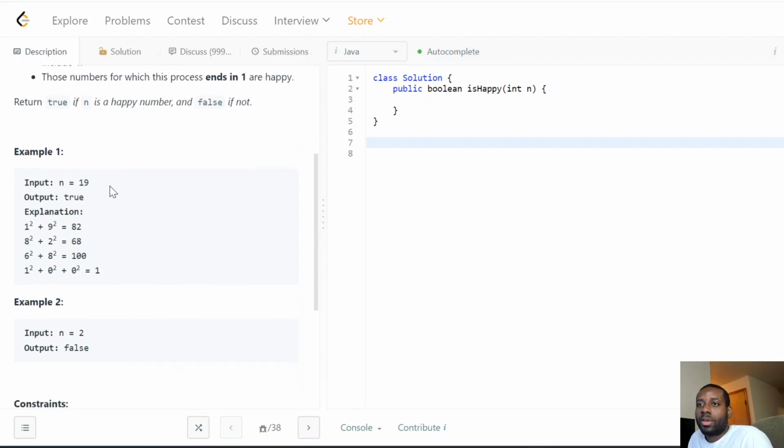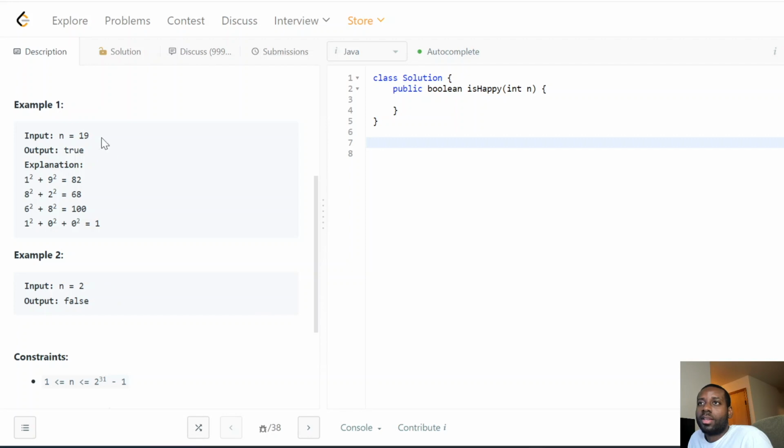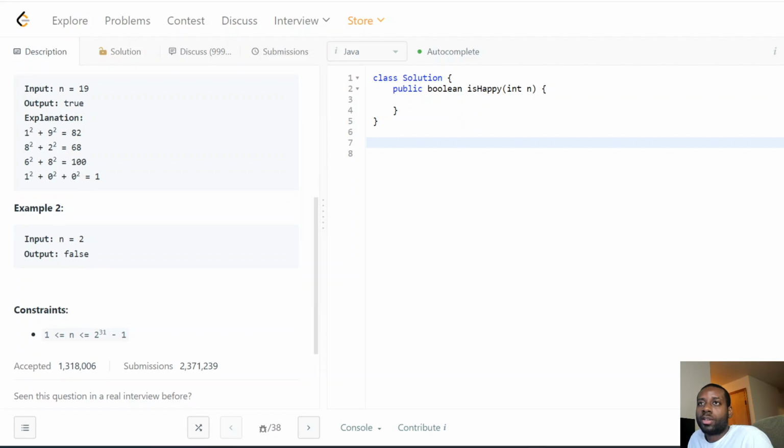So let's go through an example. I think it'll solidify the understanding of the problem even more. We're given n equals 19 originally, and we need to determine if that number is a happy number. So we keep squaring the digits and we sum them up. 1 squared plus 9 squared equals 82. Since 82 is not equal to 1, we continue the process. 8 squared plus 2 squared equals 68. Then 6 squared plus 8 squared, we get 100. It's still not equal to 1, so once we get 100, we sum up the squares of its digits, and then we get a 1. Then we return true right away, because that's what we're looking for.